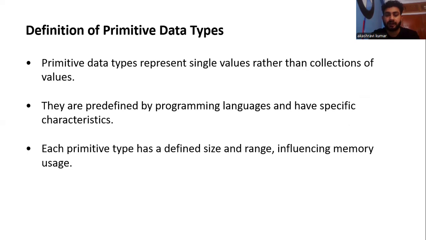Definition of primitive data types. Primitive data types represent single values rather than collection values. They are predefined by programming languages and have specific characteristics. Each primitive data type has a defined size and range, influencing memory usage.